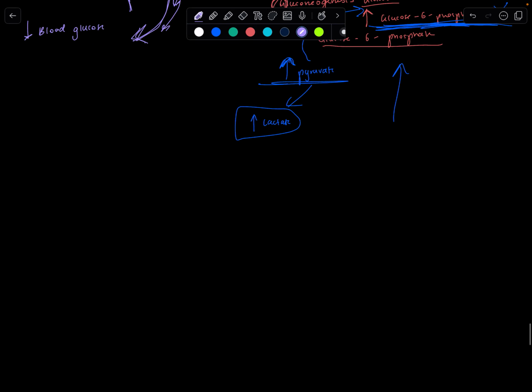Alright, let's move on to type 2. The type 2 glycogen storage disease is called Pompe disease. Again, please excuse my pronunciation. Now, the deficient enzyme in this disease is going to be alpha 1,4-glucosidase. And this is what allows lysosomes to break apart glycogen.